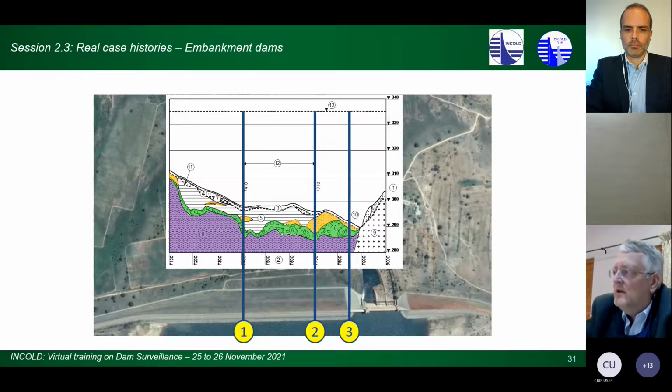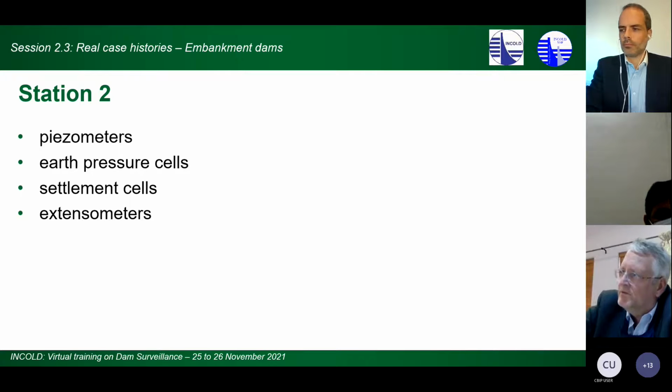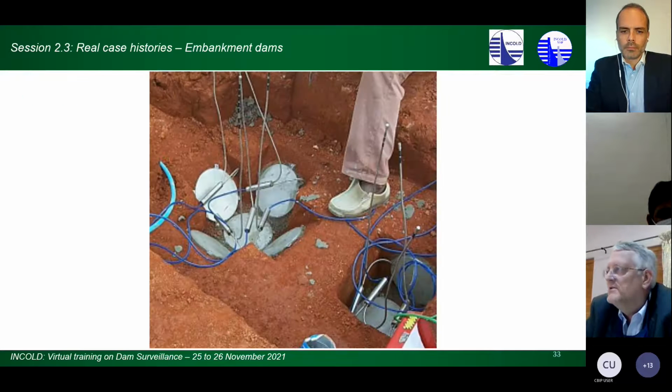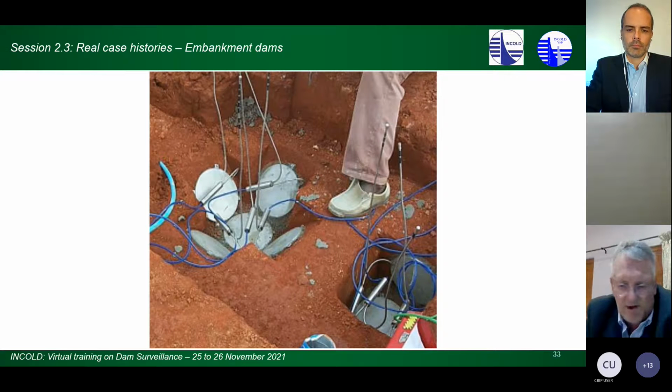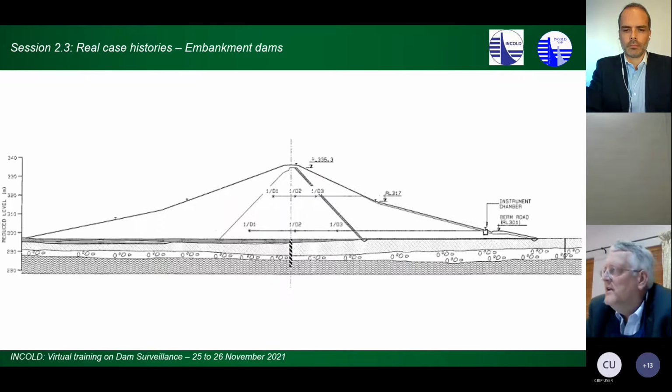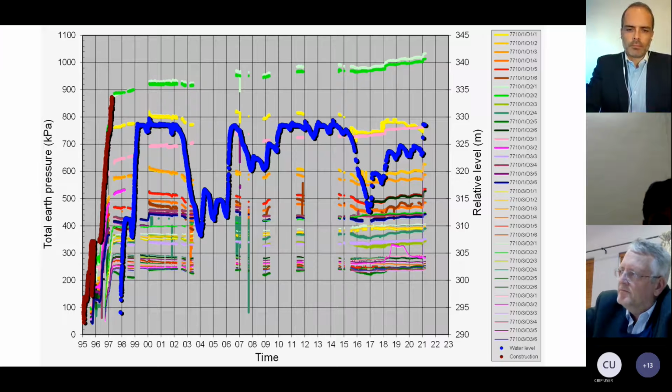Okay. I quickly want to show you guys section number 2. There are piezometers, earth pressure cells, settlement cells, and extensometers as well, but I'll just talk about the piezometers and the earth pressure cells. Let's first look at the earth pressure cells. Similar installation to what we did at Inyaka. We also were interested to see what the stress situation was there. There you guys can see the installation positions, and this is again total earth pressure.